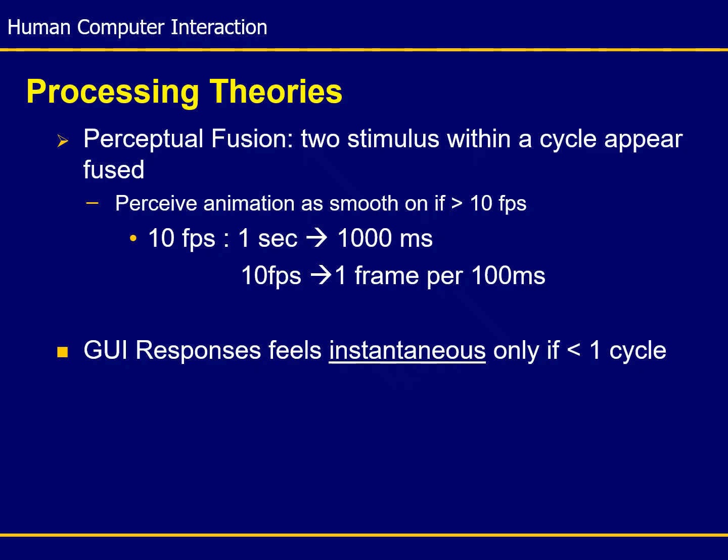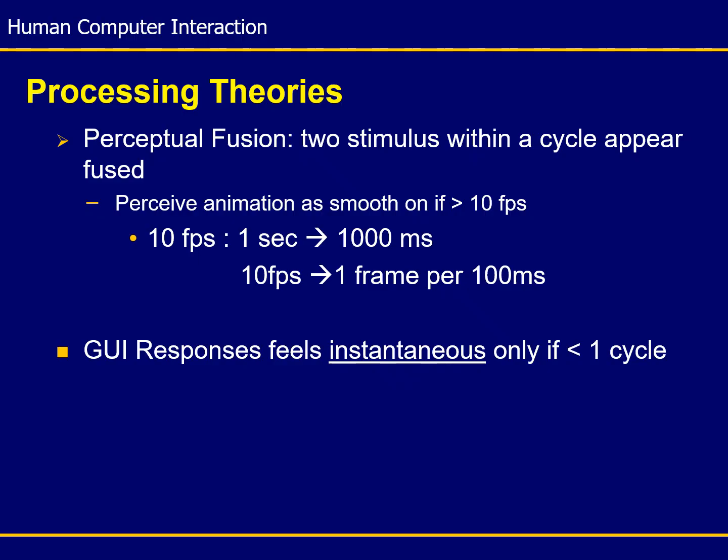But if you exceed the 10 frames per second, you will see them fused into each other. Okay? Because you cannot detect anything less than 100 milliseconds. So the first and second are fused into each other. The second and third are fused into each other. The third and fourth are fused into each other. And consequently, you see smooth animation. Okay?